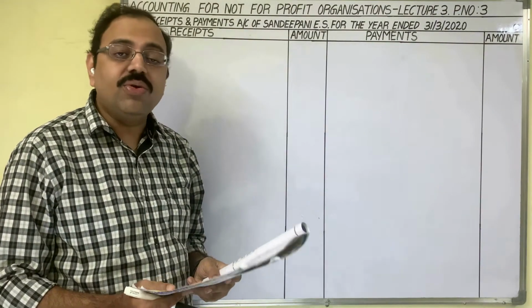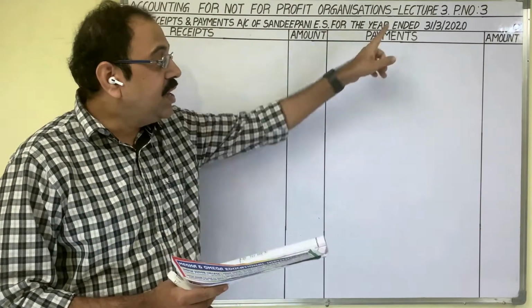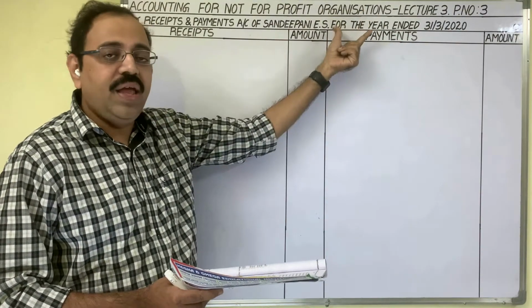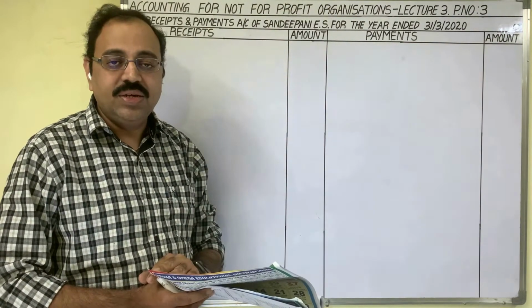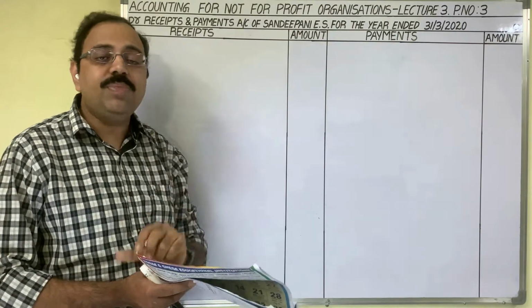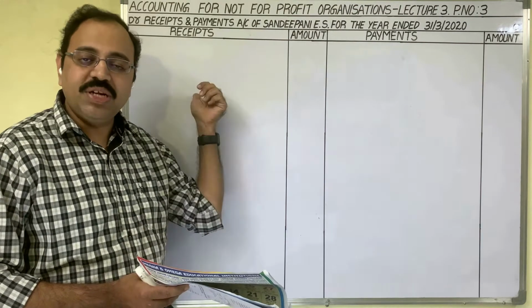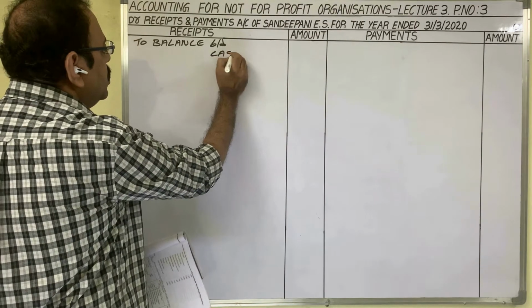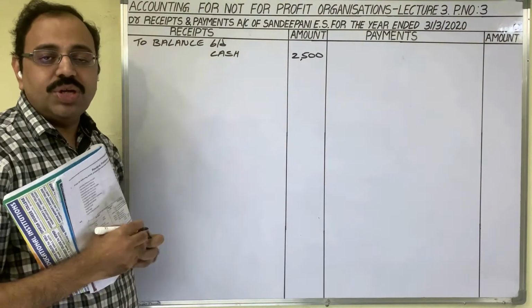Balance of cash 2500. This is known as the opening cash balance. What is the starting date of the current year? 1st April 2019. On that day in our firm, we have a cash balance of 2500. This opening balance we should show on the debit side because the opening cash balance is an asset, and assets show a debit balance. Therefore, we show that amount on the debit side. To balance brought down, cash balance is 2500 rupees.